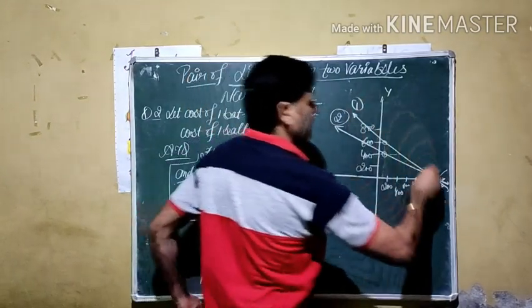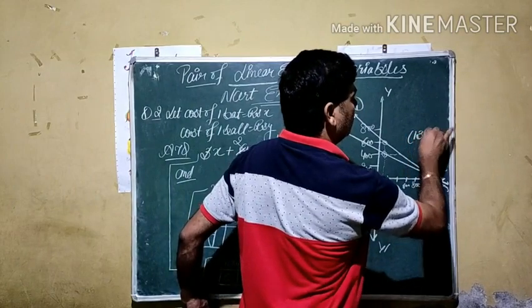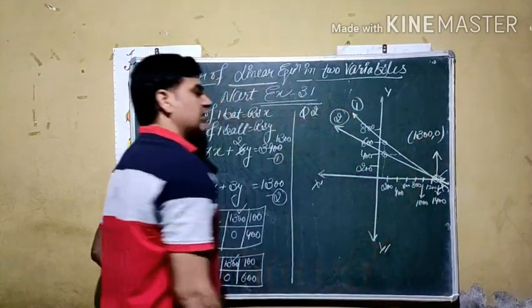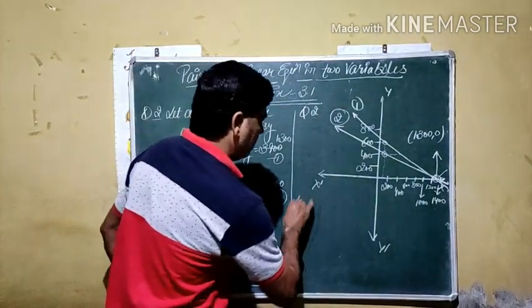This is line number 1. This is the common solution. We can say point of intersection. This gives us the value of x and y. It means, the cost of a bat.